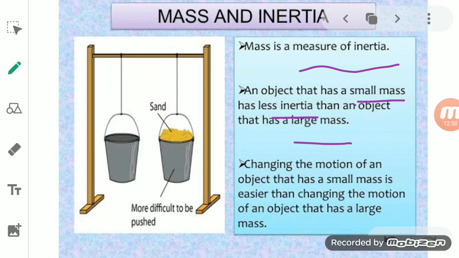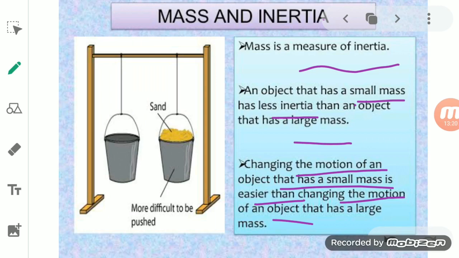Changing the motion of an object that has a small mass is easier than changing the motion of an object that has a large mass. So mass totally is a measure of inertia.